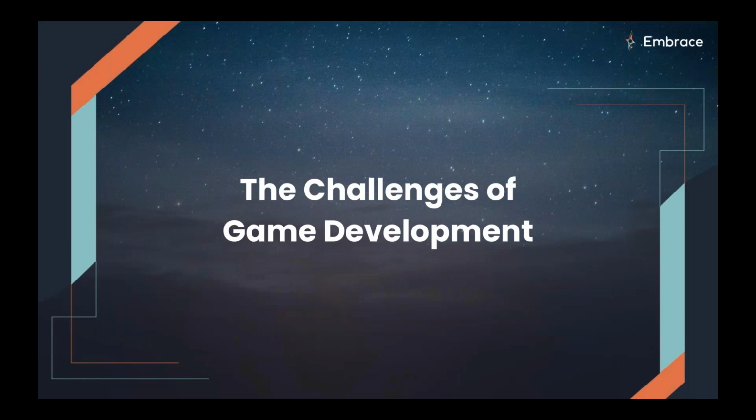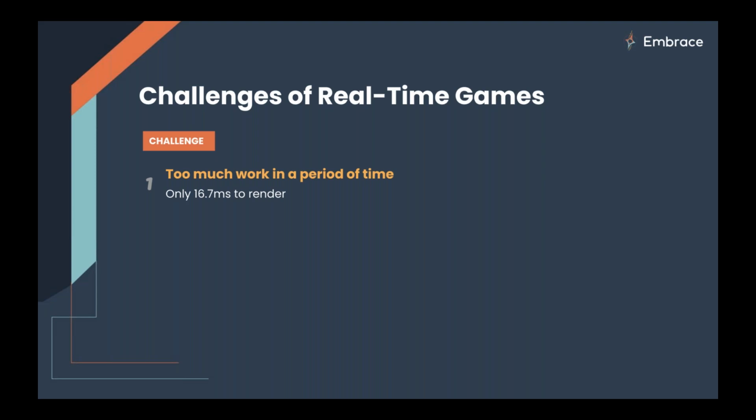So now that we understand the difference between the two apps, let's talk about some of the specific challenges that game teams have to face and the patterns they use to solve them. First, your game usually has too much work to do in a period of time. And the period of time we're talking about in a game is a frame. If your target is 60 frames per second, you only have 16.7 milliseconds to render that frame. Usually you want to do more AI and physics work than you can do in that period of time, so we have to use a pattern called multiplexing to split up that work across the frames.